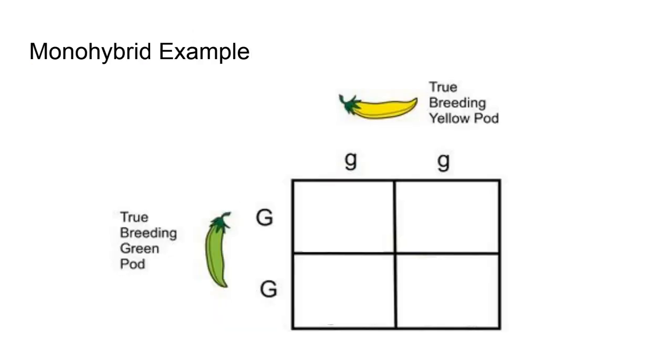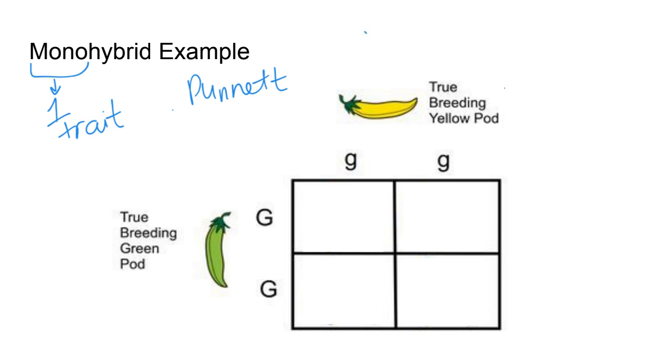So let's look at how we make these different predictions for what the offspring will have. So we're going to do an example of a monohybrid. So we're referring, mono is one. So we're only looking at one trait in these examples. And we're going to use a Punnett square to predict what the offspring will look like for these two individuals.